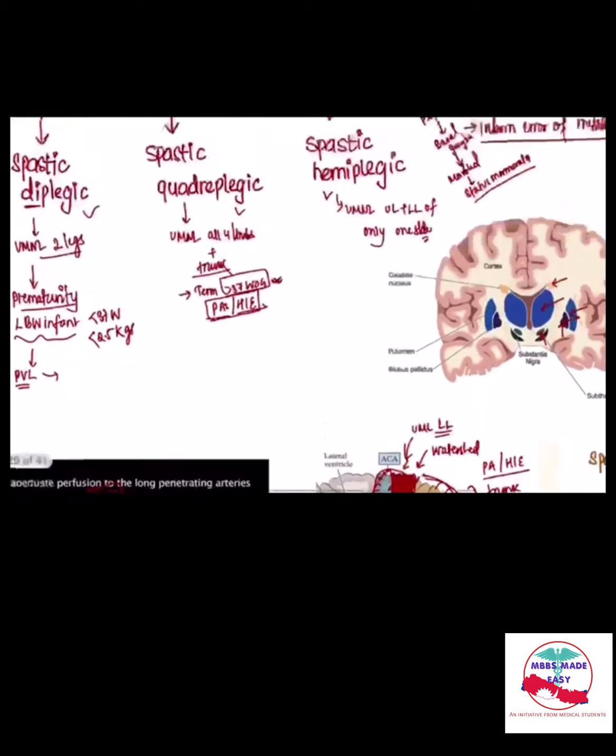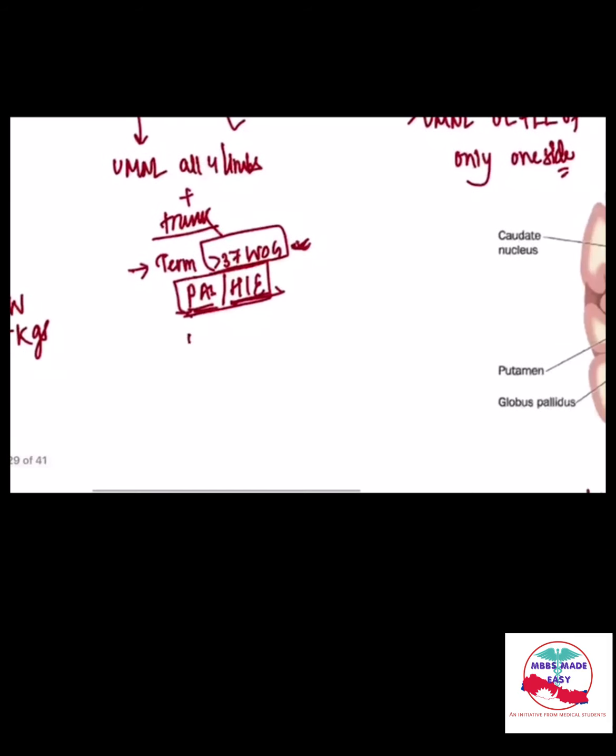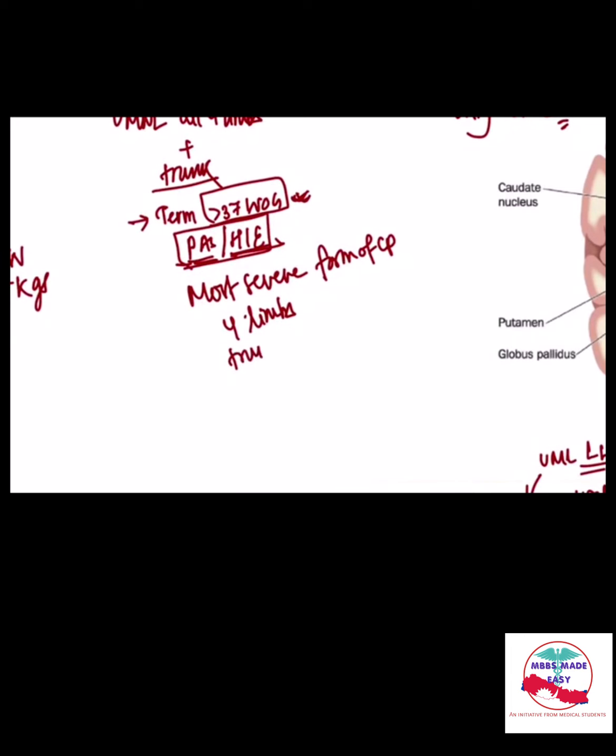So spastic quadriplegic, which typically occurs in term infants, more than 37 weeks of gestation, who undergo perinatal asphyxia or hypoxic encephalopathy, is the most severe form of cerebral palsy because there is involvement of all four limbs. Not only that, there is also involvement of the trunk. So this may also present with scoliosis, right?